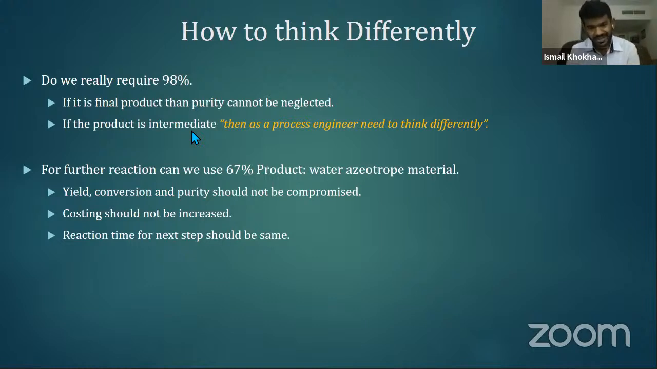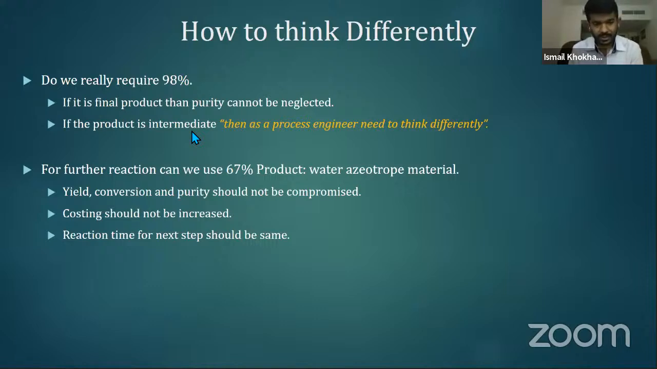So now, since it was an intermediate compound, it was not the final product, we really asked ourselves the question: do we really require 98% pure material? Is the purity that much of a concern? Or can we have a lower purity material and go ahead with the reaction? Because if you are doing a distillation and this is your final product which is going to be sellable in the market, then purity is a concern. But if it is an intermediate, then you definitely have to look from a different angle, at how this product is to be used.